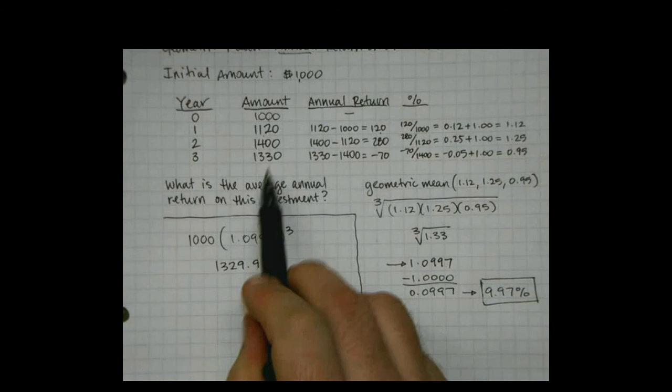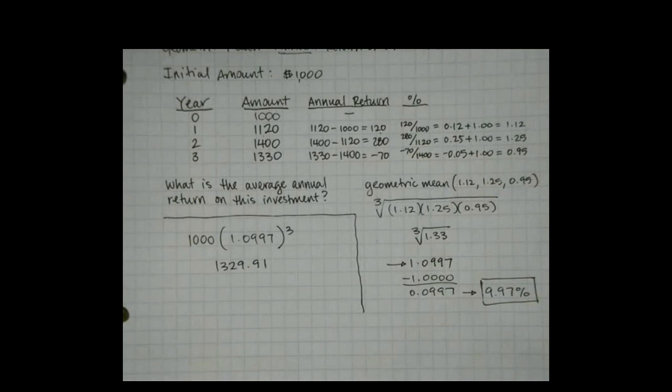You can do this for more years, you can do this for different numbers, you can do this for different investments. I think it's a good exercise to see what purpose geometric mean serves. But in reality, I'm probably just going to let the computer do this.